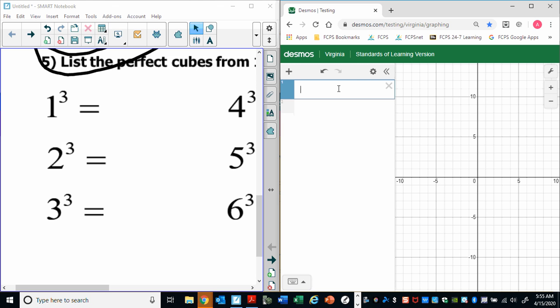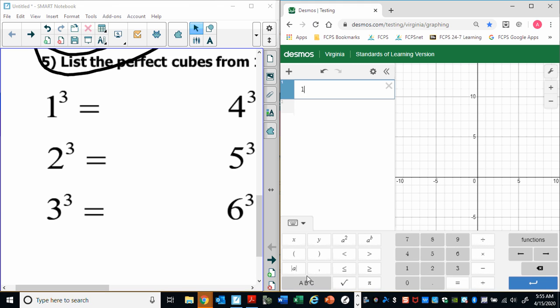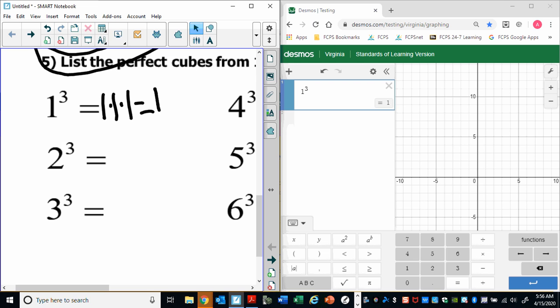So here you just go 1. Remember, if you want to change, you don't want to do squared, right? If you want to change that, you can just do 1 and go A to B, right? So that's the variable and that's the variable. So now we go up here and hit 3, and that equals 1. So what this is saying over here is that 1 times 1 times 1 equals 1.